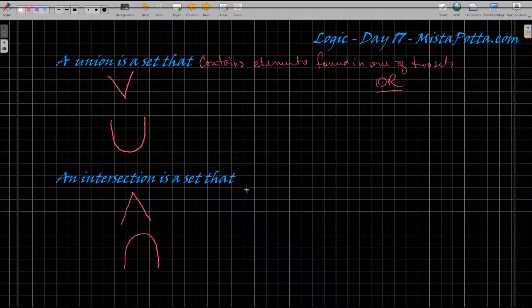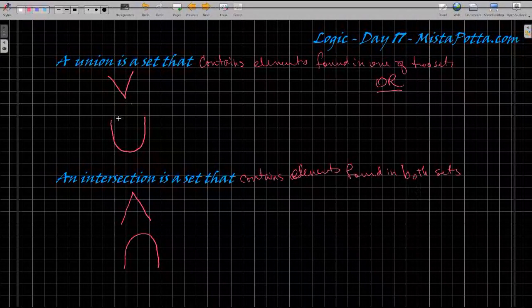An intersection is a set that contains elements found in both sets. Not one or the other. They have to be in both sets. If they're not in both sets, then they can't be in my intersection.